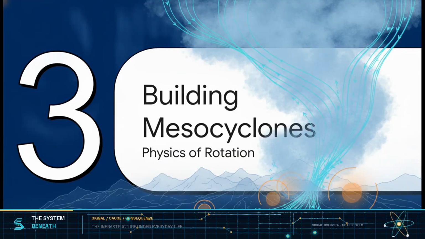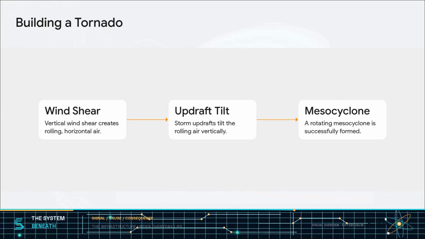Which brings us to part three. Building the mesocyclone. Okay, we've got our regional ingredients sorted out. Now let's map out the precise, localized physics of the storm itself and watch how this thing builds step by step. It all kicks off with that vertical wind shear we talked about, winds blowing at totally different speeds and directions at different altitudes. This actually creates invisible horizontal tubes of rolling air down in the lower atmosphere.